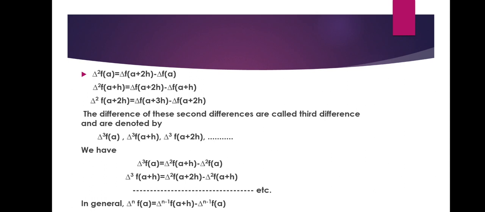In general, the nth finite difference, delta to the n f of a is equal to delta to the n minus 1 f of a plus h minus delta to the n minus 1 f of a. The delta to the n is called the nth order forward difference operator.